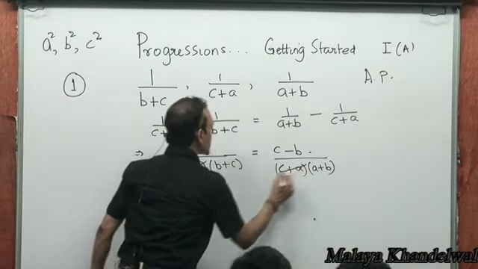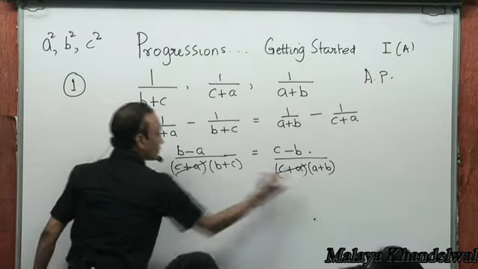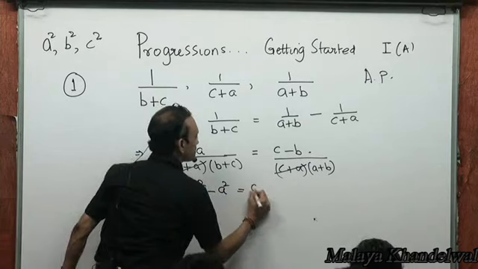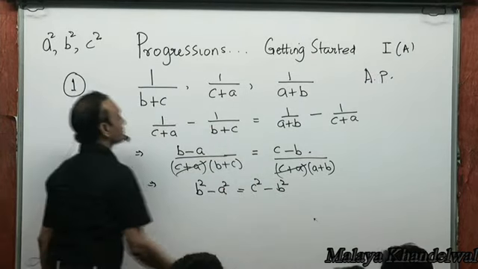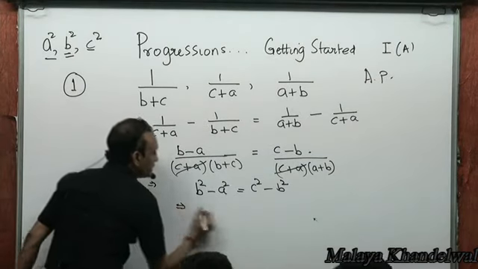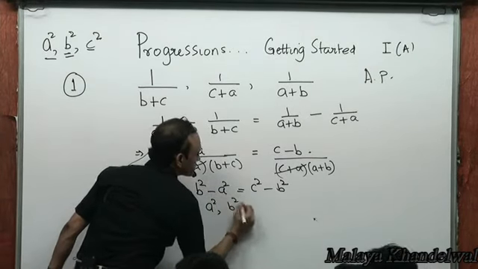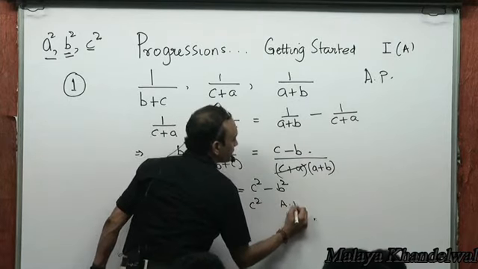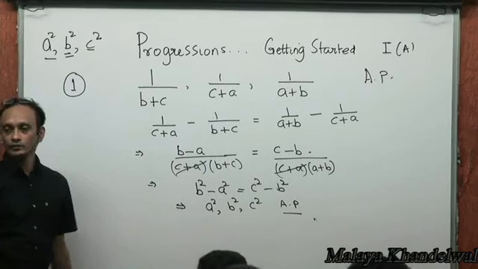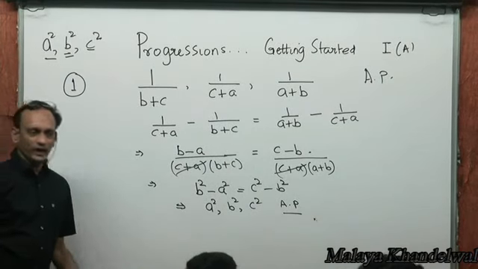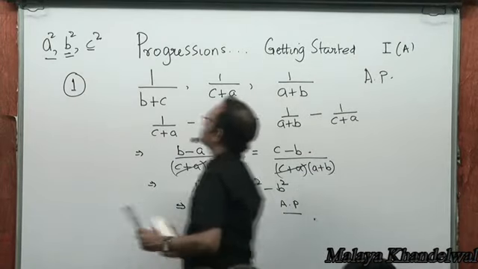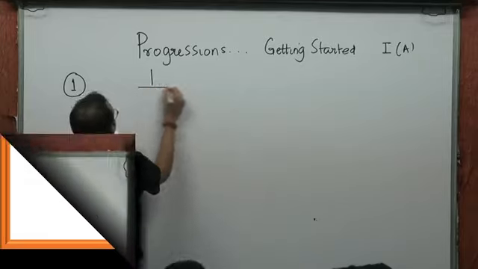C plus a will get cancelled, leading us to cross multiplying. B square minus a square is c square minus b square. If b square minus a squared is c squared minus b squared, this would mean that a square, b square, c square must constitute an AP. Yes or no? Right? Shall we move to the next?